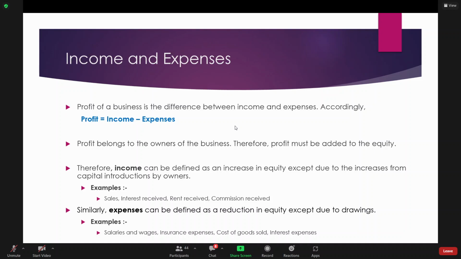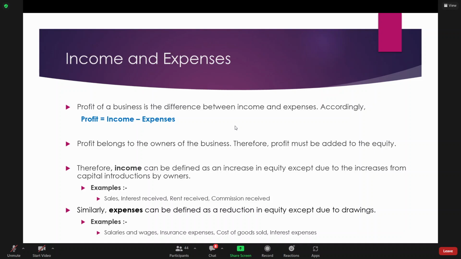within a month or within a year, what are your total income and what are your total expenses? You deduct your expenses from your income to figure out the profit of the business. In very simple terms, profit of a business is the difference between income and expenses, so income minus expenses. And the profit belongs to the owner of the business, because profit always belongs to the owner, and profit will increase the owner's equity, the owner's wealth. The higher the profit, the more it will increase the wealth or equity of the owner. Therefore, profit must be added to the equity, because profit belongs to the owner of the business.